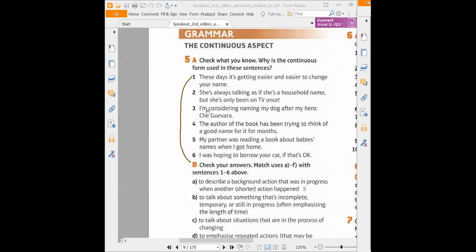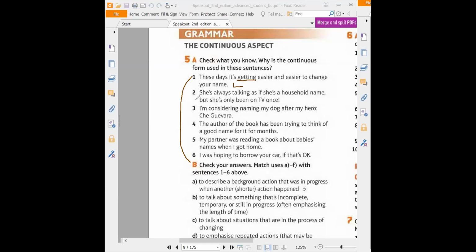So for example, let's read the first sentence. These days, it's getting easier and easier to change your name. Why do you think they use the present continuous here? Talking about something happening these times. Yes, exactly. Now, this is one of the uses of the present continuous. You use the present continuous with getting, to see an improvement. It's getting easier and easier, right? So yes, this is for the first one.